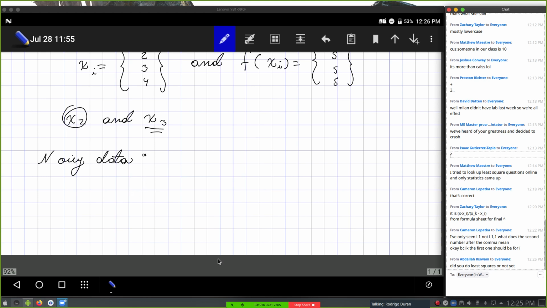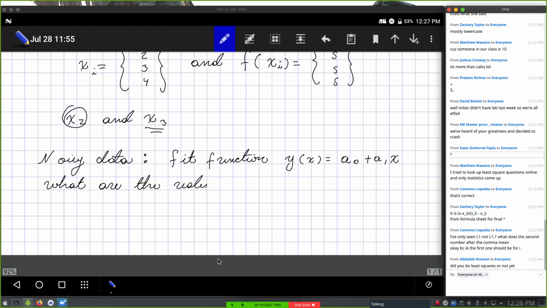And for a question about noisy data, they can ask you, what if we wanted to come up with a fit function in the form y of x is equal to a0 plus a1x? If I wanted something like this, then they can ask you, what are the values for a0 and a1?